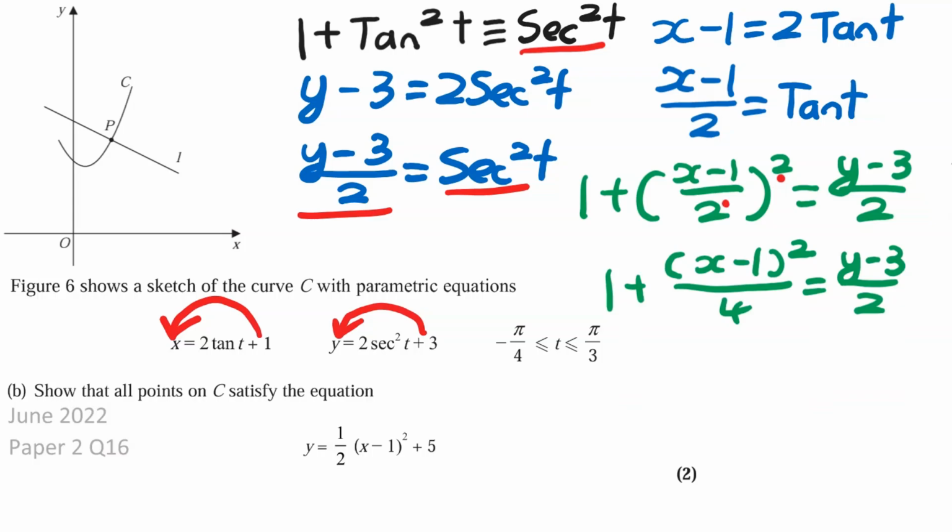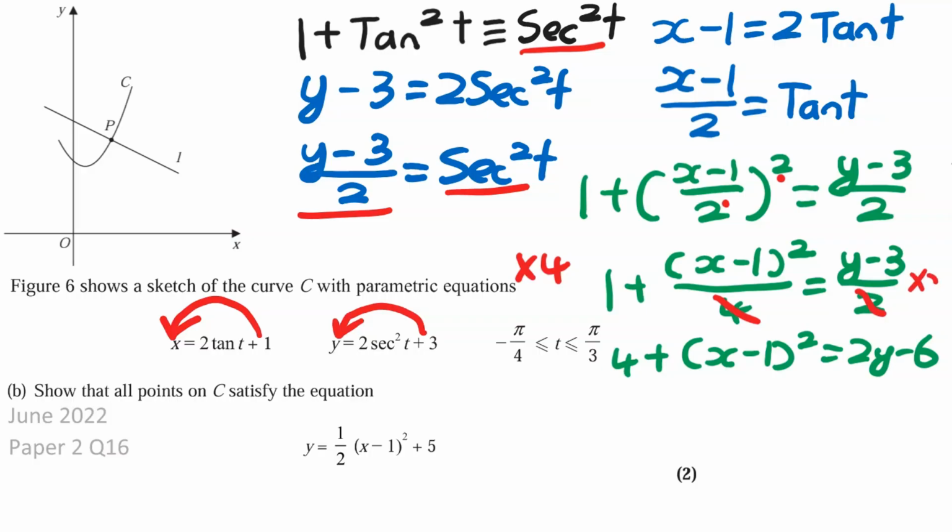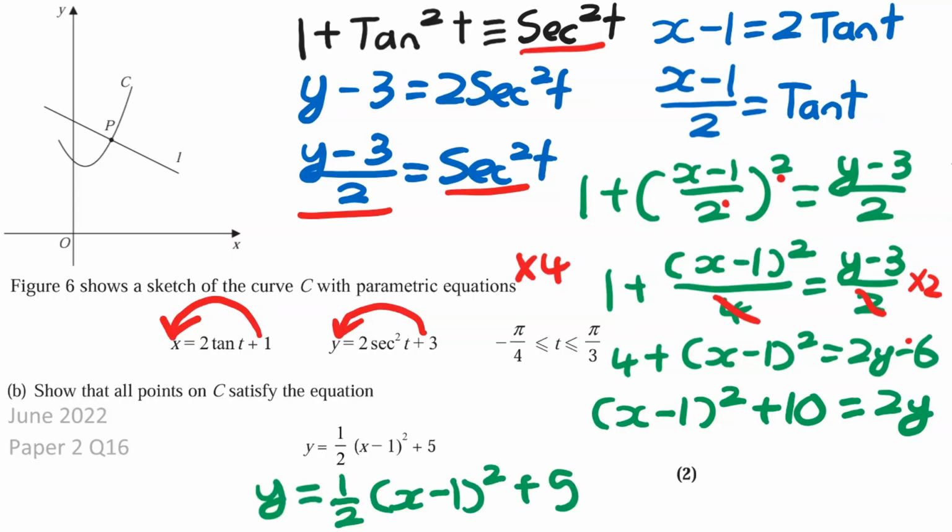Let's get rid of the 4 in the denominator, so let's multiply everything through in this equation by 4. So this 1 will become a 4, and then it's going to be 4 plus, and then this 4 here will cancel out to leave us with x minus 1 squared, like this here. This 2 will cancel out and leave us with times 2 here, so it's going to be 2y minus 6. Move this minus 6 to the other side, so we get x minus 1 squared plus 10 is equal to 2y, and then divide both sides by 2, so we get that y is equal to half x minus 1 squared plus 5, which is what's required.